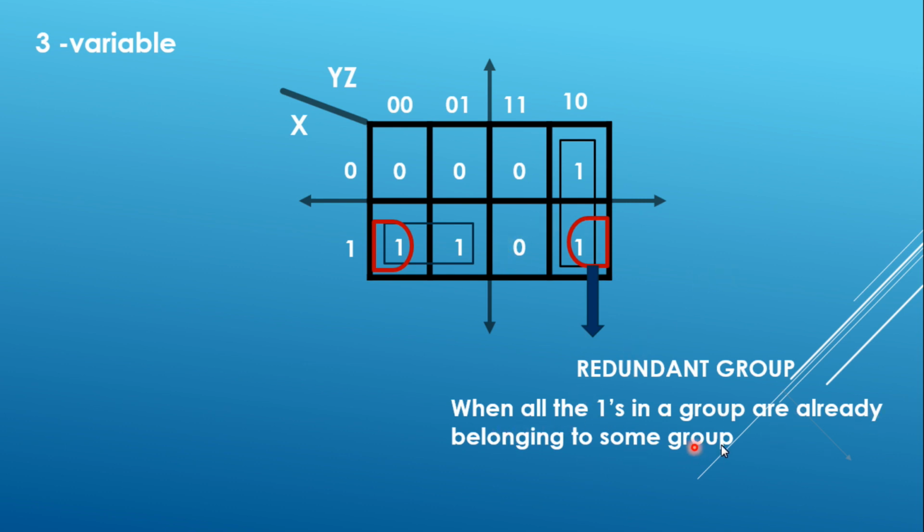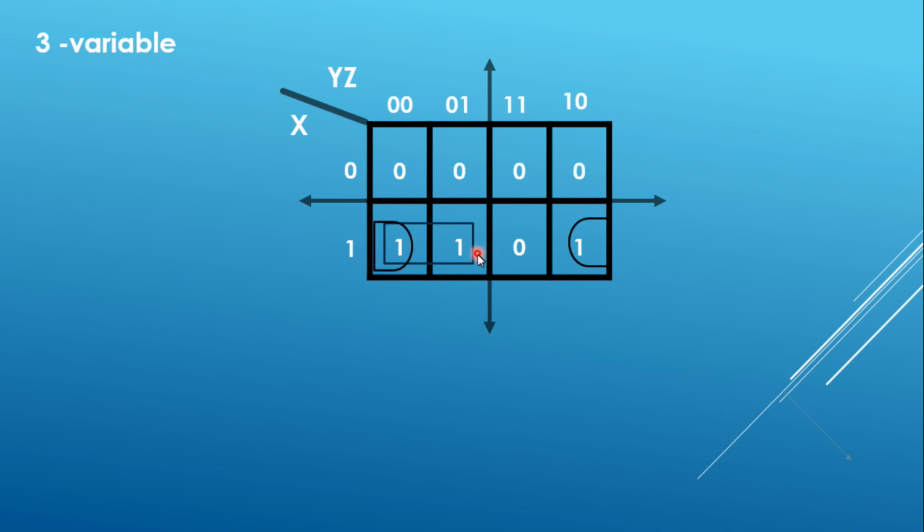So this is known as the redundant group, when all the ones in a group are already belonging to some group. We have to take care that when we are forming a new group, it should have at least one extra one in it which is not belonging to any group. Like these two ones, they are in this horizontal group, but in this curved group I have put one extra one. So this is not a redundant group, and these two groups are possible because we have to imagine that the map is also folded on the vertical and also on the horizontal line.